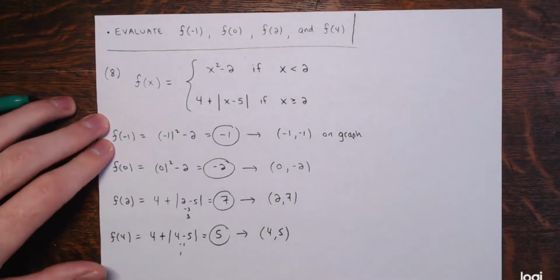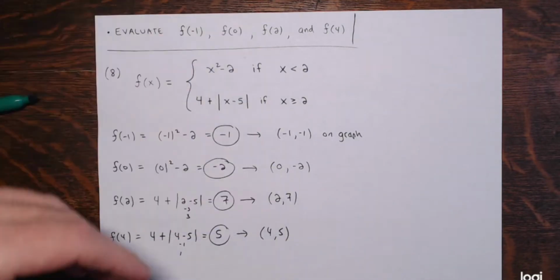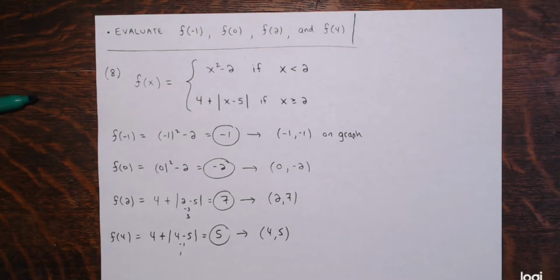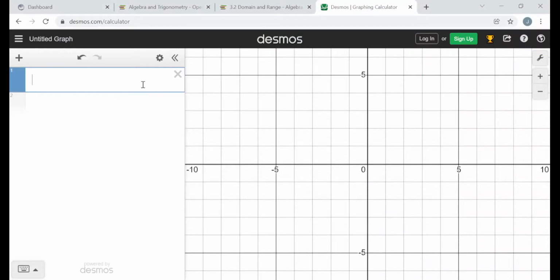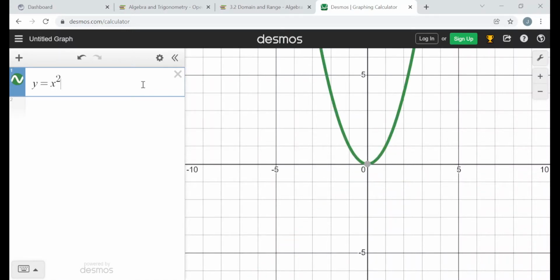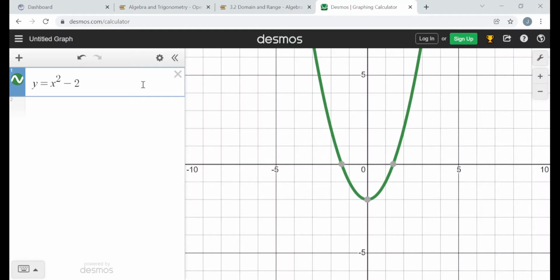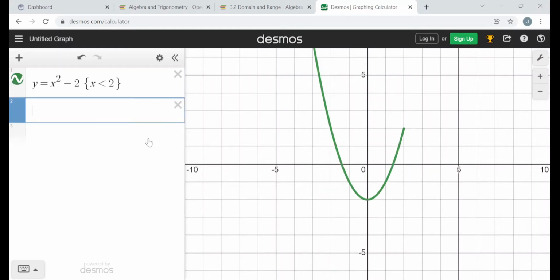Right, and then I'm going to just verify by graphing in Desmos. Again, you can graph by hand if you want to. But I'll just verify in Desmos that these points are actually on this graph, that all these outputs are correct. All right, so first piece, y equals x squared minus 2, but not the whole thing, right? Just the part of it where x is less than 2. Right, and there should be an open point when x is 2, right? As you can see here, it's undefined for that first piece.